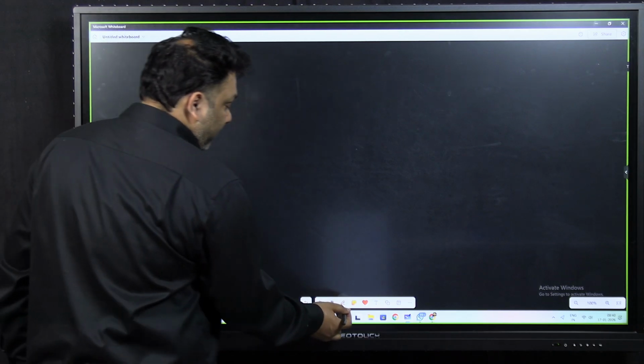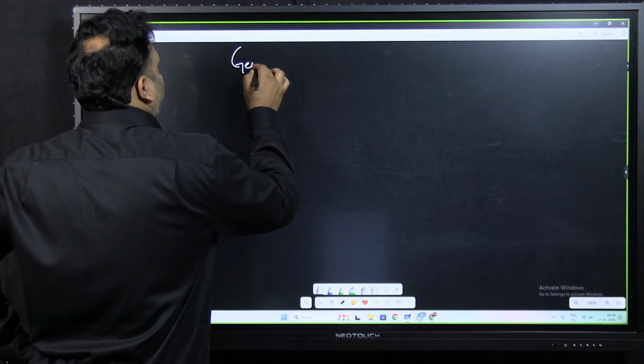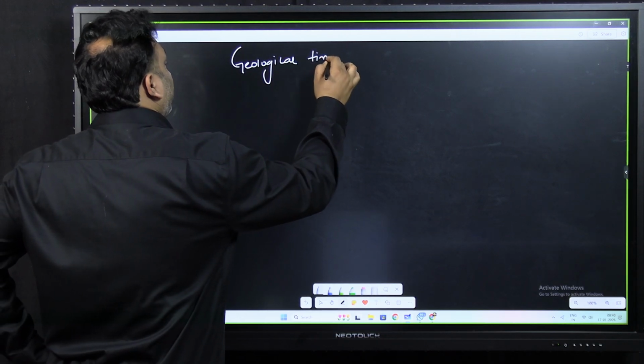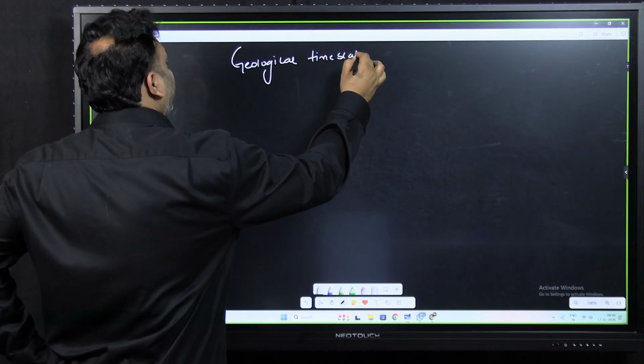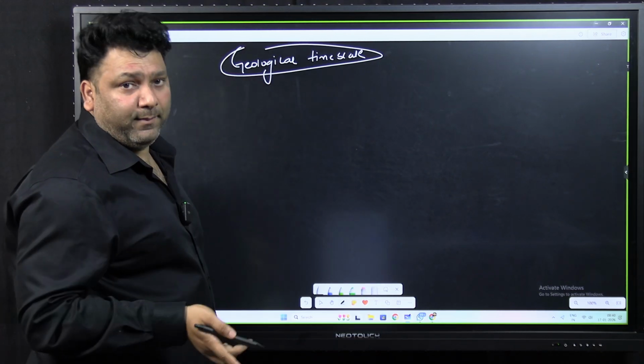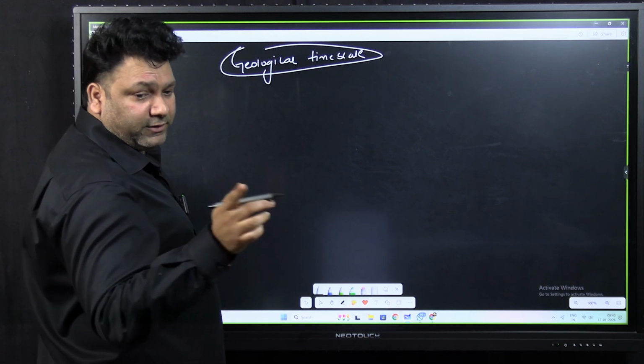Now the next topic is the geological time scale. I'll be telling you things in a very simple way, things which can be asked in the examination, which you can use in the examination for enriching your answers. Okay, I'll tell you both things.